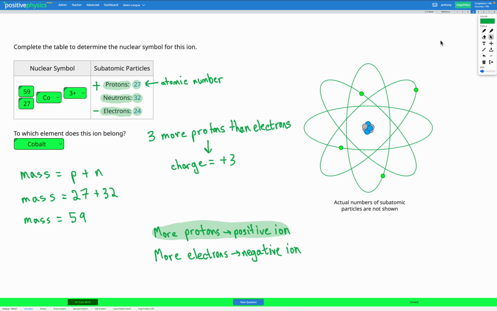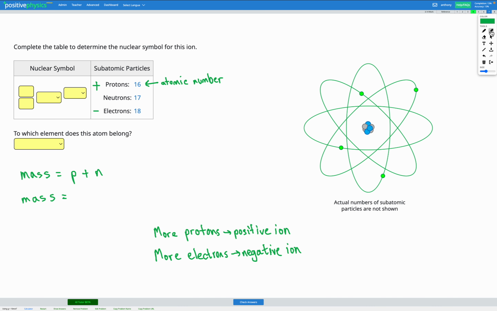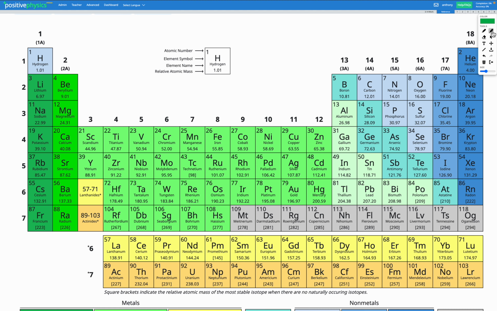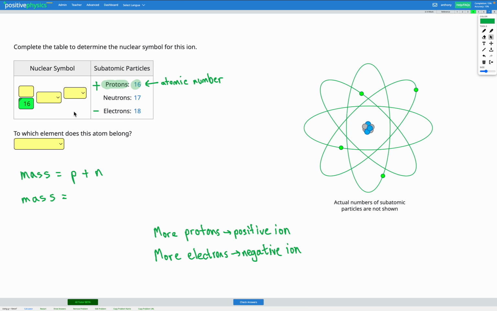Let's do one more question of this type. Let's start by looking at our protons. We've got 16 protons. That tells us our atomic number is 16. So we can fill that in on the bottom left of our nuclear symbol. Then we can head to our periodic table and figure out which element has an atomic number of 16. Now in my periodic table, I can find that atomic number 16 belongs to sulfur, which has a symbol S. So my nuclear symbol is S, and the name of my element is sulfur.